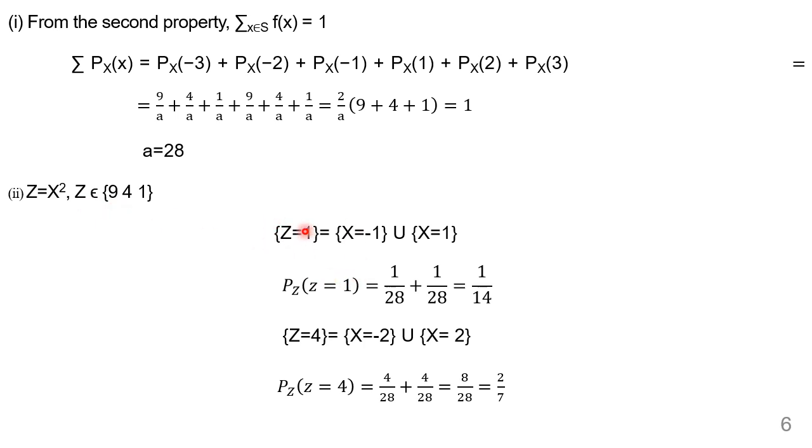When z equal to 1, it is a union of x equal to minus 1 with x equal to 1. So the probability of z equal to 1 is 1 by 28 plus 1 by 28, which is equal to 1 by 14. When z equal to 4, it's a union of x equal to minus 2 and x equal to 2. So the probability mass function at z equal to 4 is 4 by 28 plus 4 by 28, which is equal to 2 by 7.